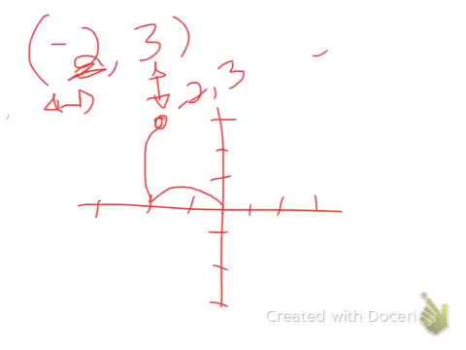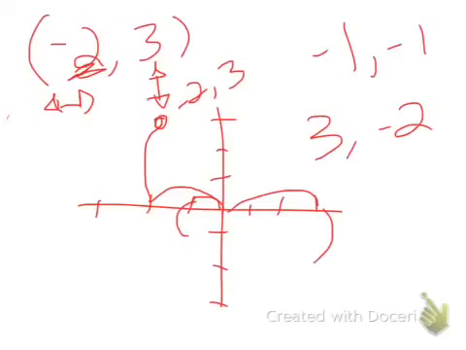What if we have one like -1, -1? Then we're going to go backwards 1, down 1. If we have 3, -2, then we're going to go over 3, down 2. Really quite simple. Remember, first number tells you left or right, second number up or down.